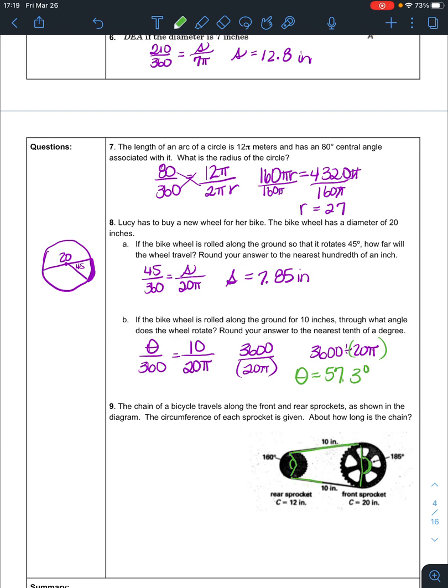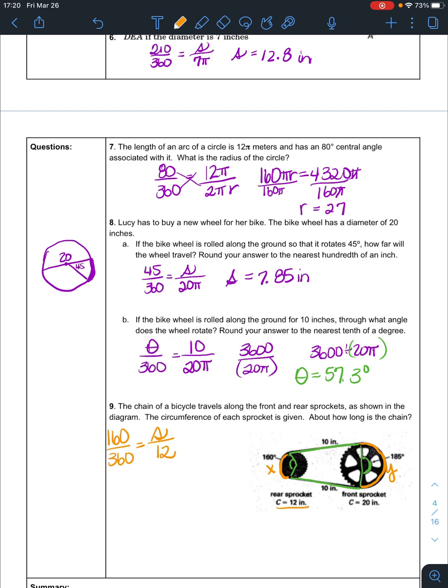So we know that from here to here is 10, and we know from here to here is 10. What we need to find is how long is this piece and how long is this piece. Well, we know that those orange pieces are a portion of the circumference all the way around. So let's find x first, and then we'll find y. So to find x, it's 160 degrees out of 360 degrees. And so we want to know how long is that chain, if the entire distance around is 12.